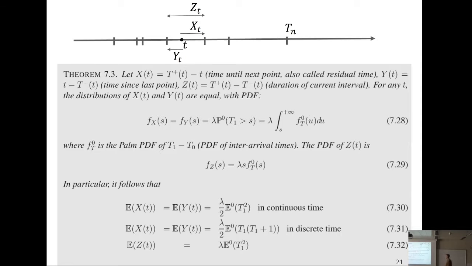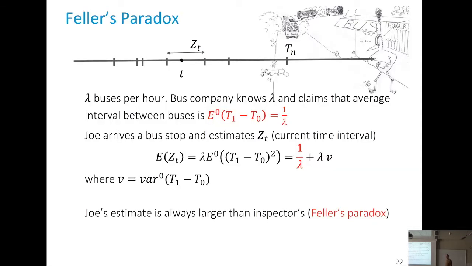And this has a name, it's called Feller's paradox. It says that one viewpoint systematically gives larger values than the other one here. And this is the formula we saw already when we talked of intervals last week here.